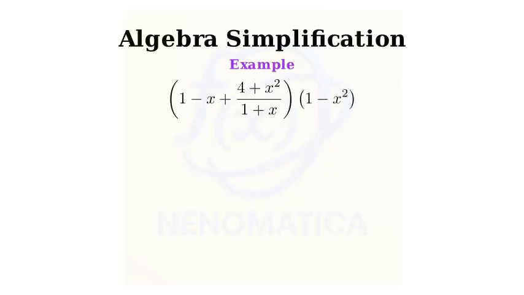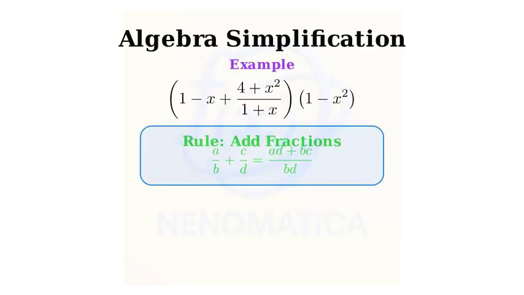Step 1. We add the terms inside the first parentheses by writing the linear part over a common denominator of 1 plus x. Using the fraction addition rule, we get the quantity open bracket numerator is 1 minus x times 1 plus x plus 4 plus x squared, all over 1 plus x close bracket times 1 minus x squared.